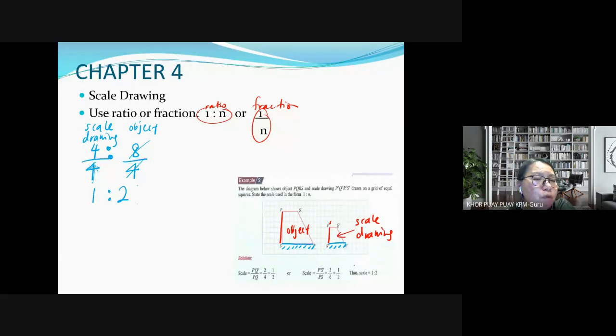So when you have a scale, you must know how to interpret that scale. Aduh, loud, yeah, it's okay. No worries. As long as teacher can hear you and all your classmates can hear you, I'm very sure everyone is happy, right? All right.